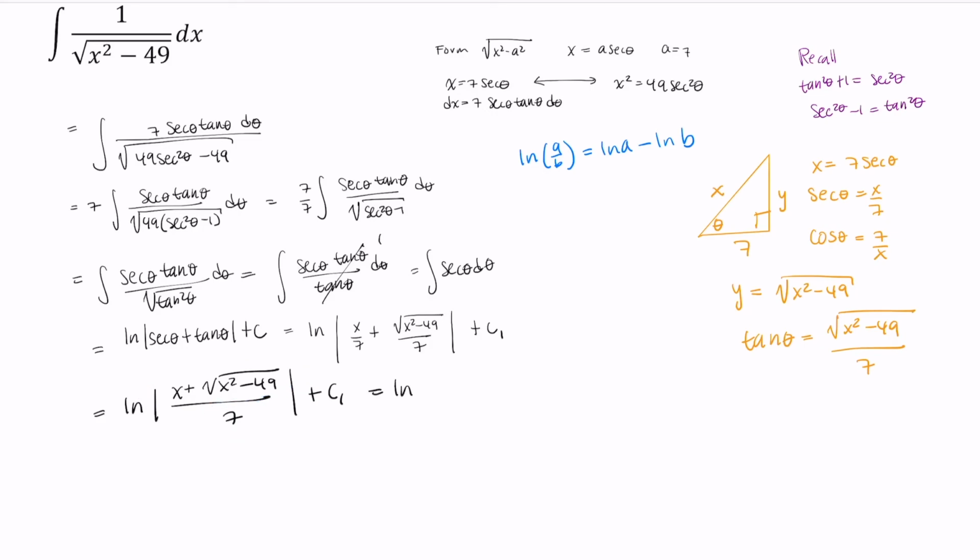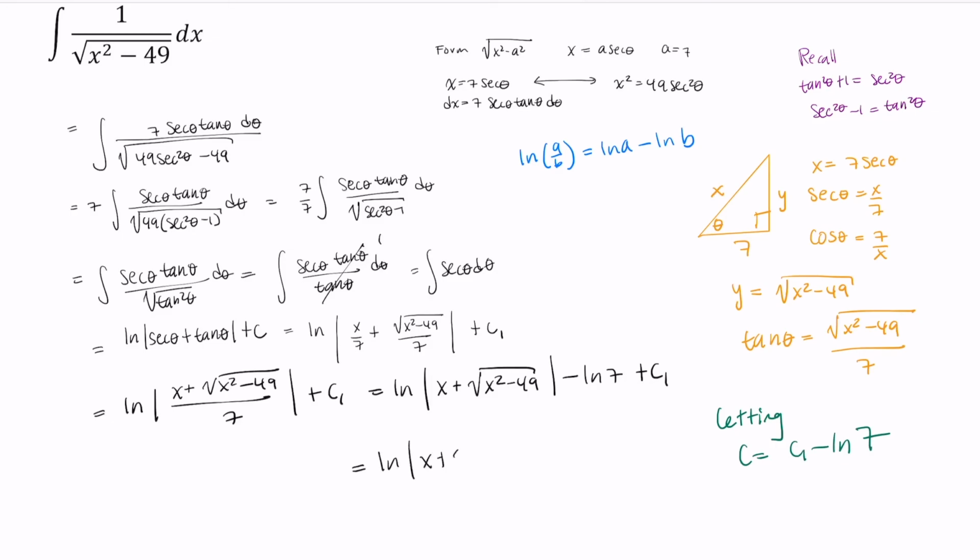So this is just the natural log of x plus the square root of x squared minus 49 minus the natural log of 7 plus c1. Letting c equal c1 minus the natural log of 7 means I can replace this with just c to end up with my final answer of the natural log of x plus the square root of x squared minus 49 plus c.